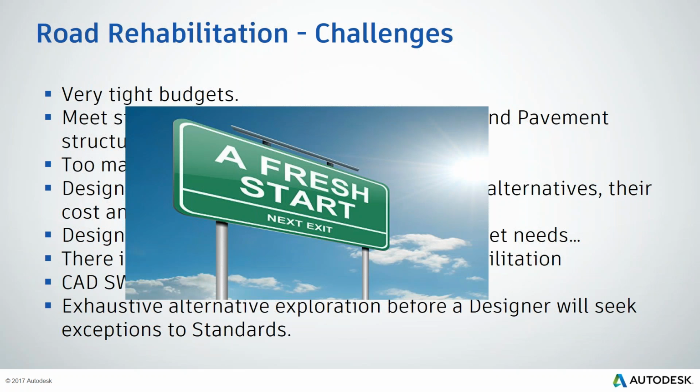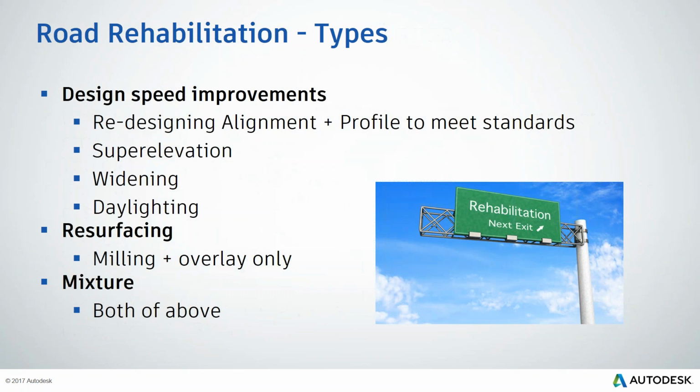So with that, let's have a fresh start, and let's go to this next exit, and let's talk about road rehabilitation. And obviously, road rehabilitation, there are many different types, and we will not be able to cover all these types of the road rehabilitation. Sometimes you need to redesign entire alignment and profile to meet standards. You have to change super elevation because you need to improve design speed. Maybe you need to make widening, to change daylight, etc.